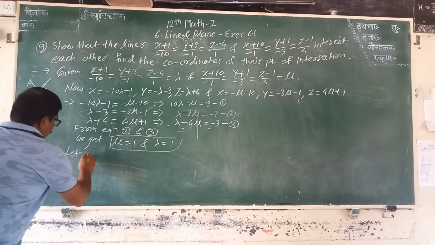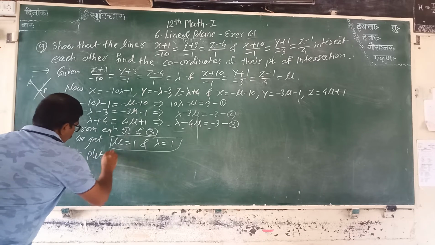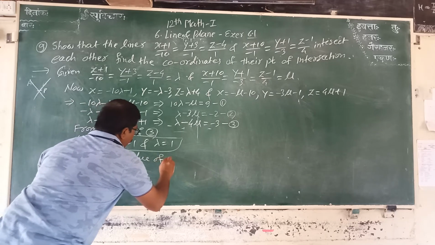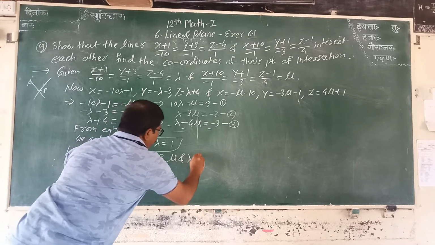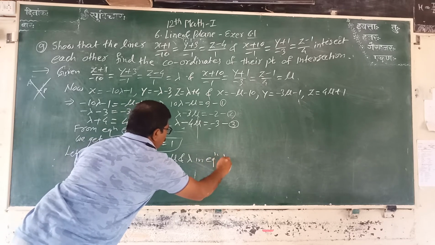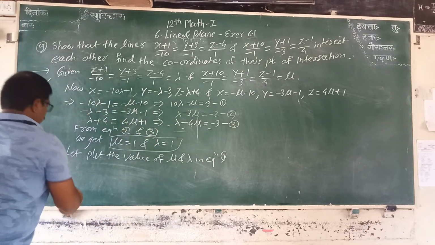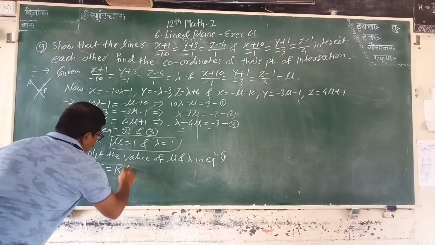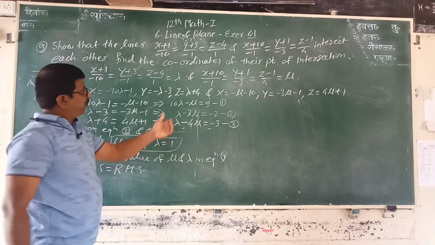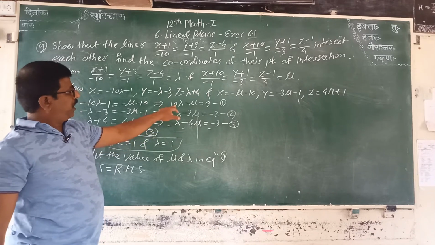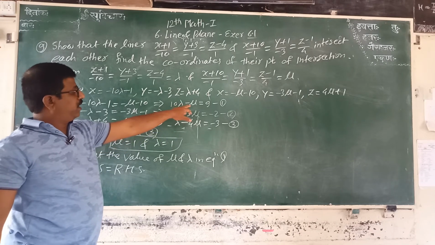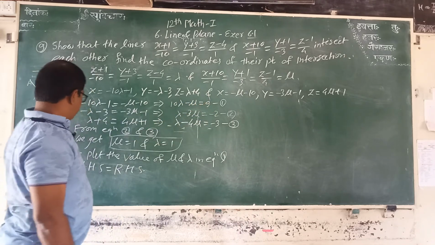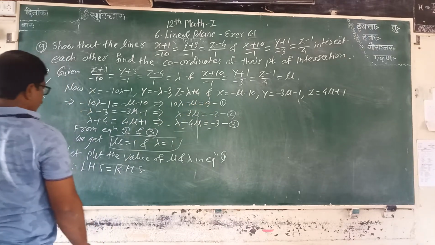Let us put the values of mu and lambda in equation 1. Therefore LHS is equal to RHS. You see here the value is 10 into 1, 10. 10 minus 1, that is equal to 9. 9 is equal to 9. LHS equal to RHS.